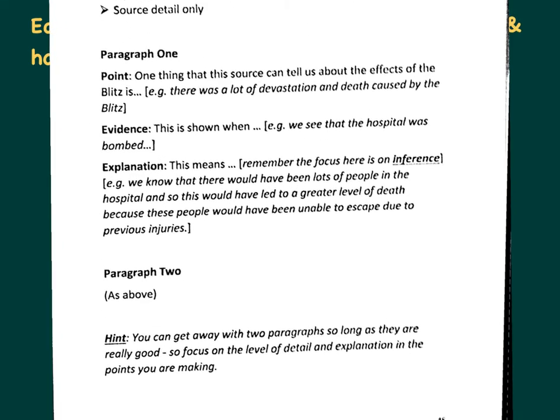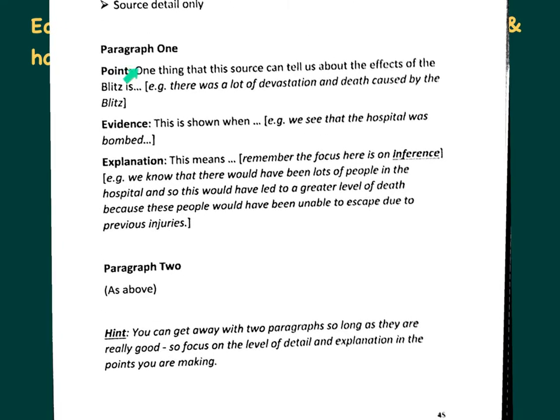So to give you an example, we'd have something like, one thing the source can tell us about the effect of the Blitz is, so you'd state something it tells us like there was a lot of destruction and death caused by the Blitz. You give some evidence. So this is shown when, what can you see in the source, or what specifically does the source say? So you have to make sure you use source detail. So this is shown when the source says or when the source shows.